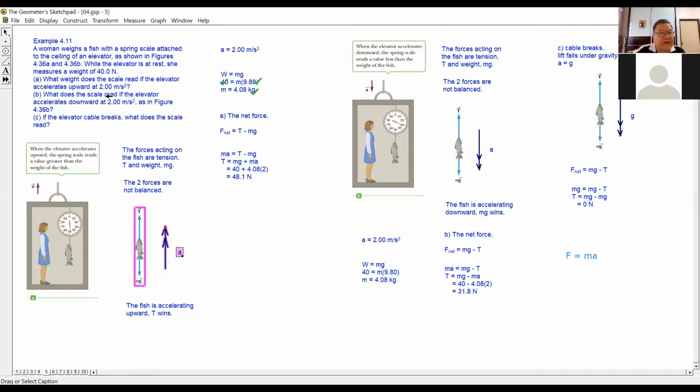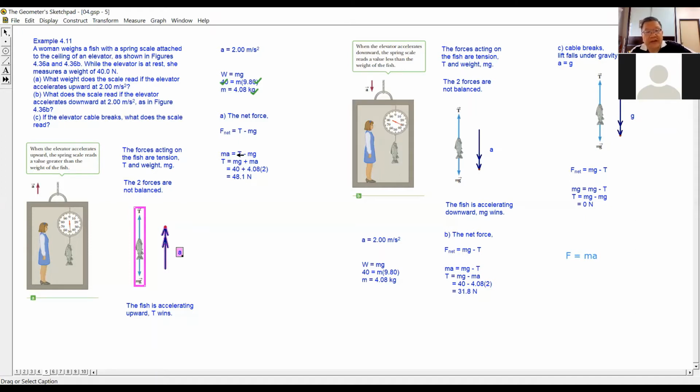What we are interested in is what weight the scale reads if the elevator accelerates upwards at 2 meter per second square. So actually they want to know the reading on the scale. The reading on the scale is actually the tension in the string tying the fish to the balance. So this is the tension, and this will be the reading on the scale.